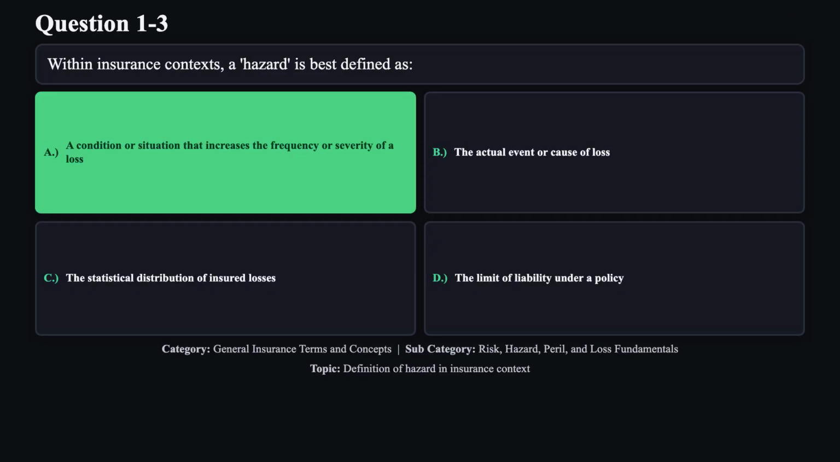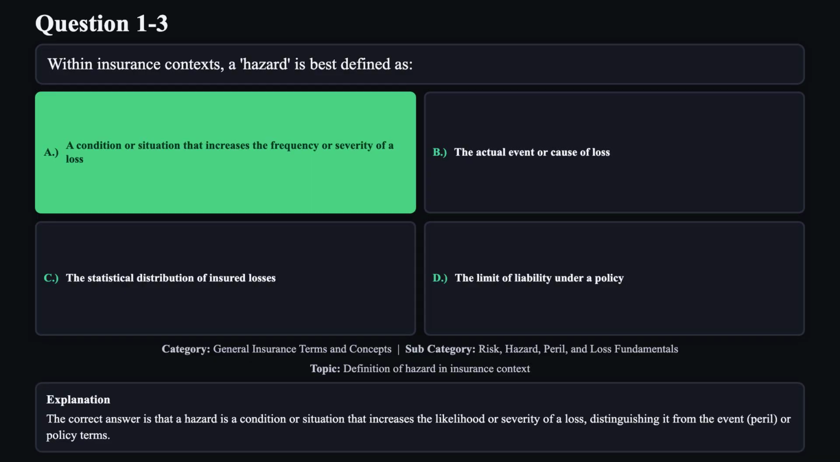The correct answer is A. The correct answer is that a hazard is a condition or situation that increases the likelihood or severity of a loss, distinguishing it from the event, peril, or policy terms.